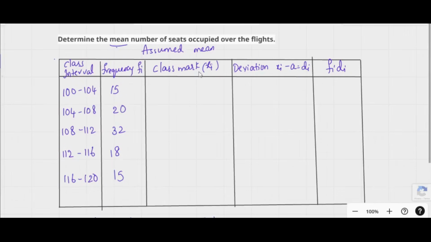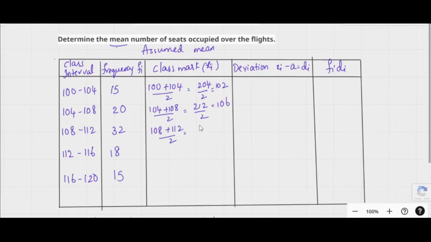So how I told you to find the class mark? You have to add 100 plus 104 divided by 2. That is equal to 204 by 2, that is equal to 102. Next, 104 plus 108 divided by 2. That is equal to 212 by 2, that is equal to 106. Next, 108 plus 112 by 2.